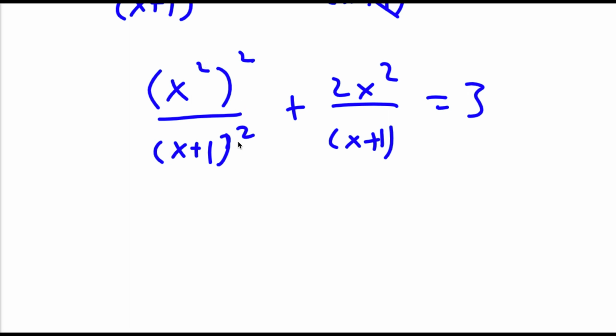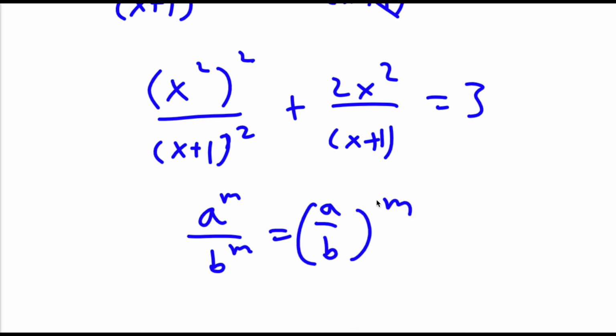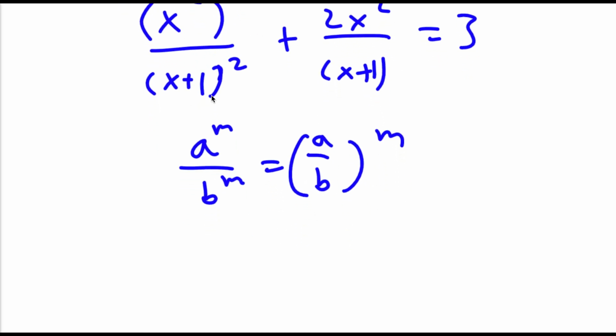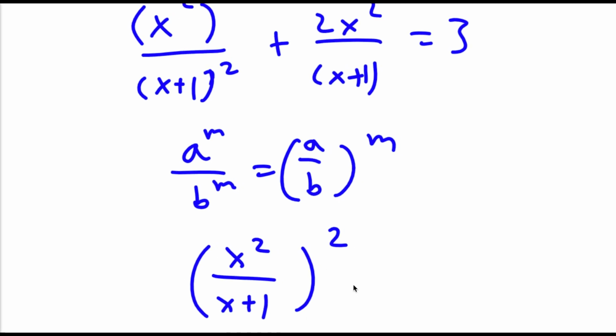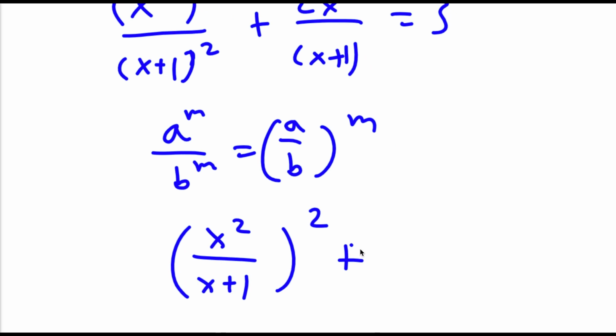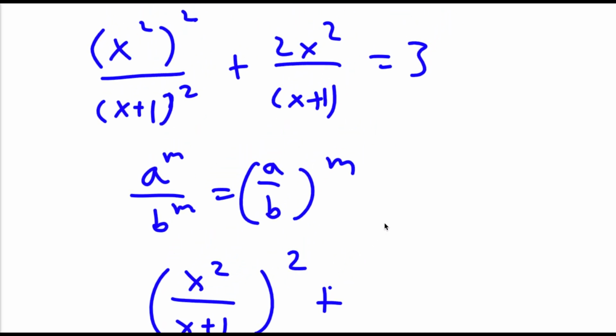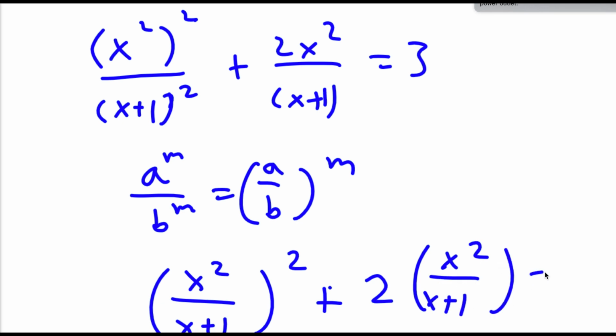Now, because both of these are to the power of 2, if I have something in the form a to the power of m over b to the power of m, this is equal to (a over b) to the power of m. So in this case, I have (x squared) to the power of 2 over (x plus 1) squared. So this would be equal to (x squared over (x plus 1)) to the power of 2 plus, now I can have 2 times x squared over (x plus 1) is equal to 3.